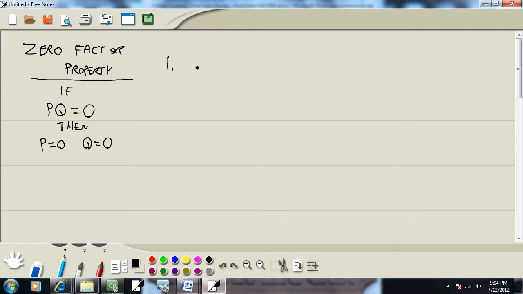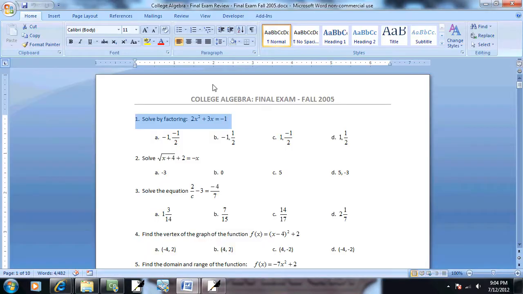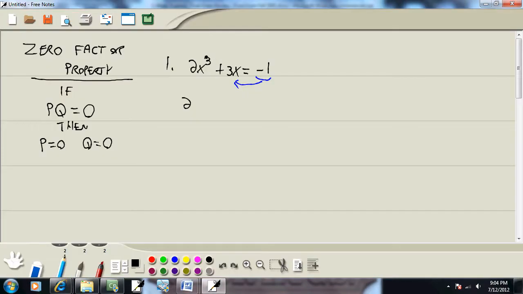So for this problem, we got 2x squared plus 3x equals negative 1. Well, zero factor property says you have to get 0 on one side. So first thing I'm going to do is take that negative 1 and move it to the left side. So we got, that's 2x squared, not 2x to the third. Okay, 2x squared plus 3x plus 1 equals 0.